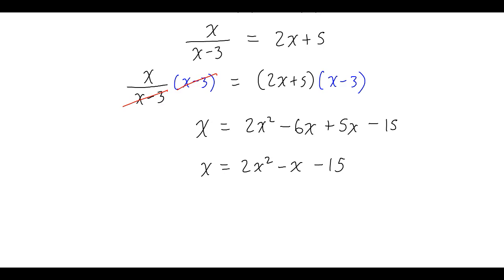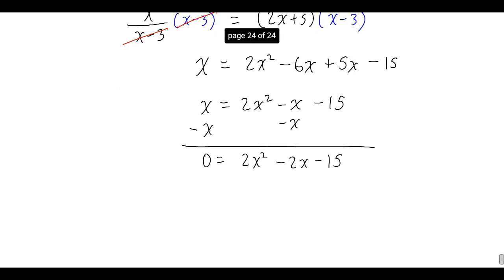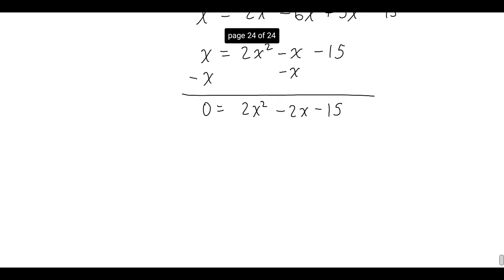This is definitely a quadratic equation, so I need to try to get the quadratic set equal to 0. I'll do that by subtracting x from both sides. Cancels out on the left, leaving me with 0. The right side is 2x squared minus 2x minus 15. Okay, this actually does not factor, so I'm going to have to resort to the quadratic formula.